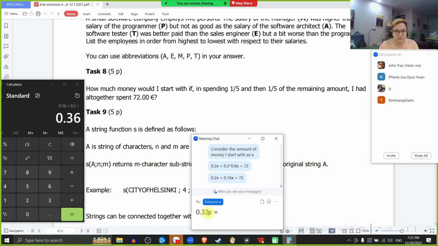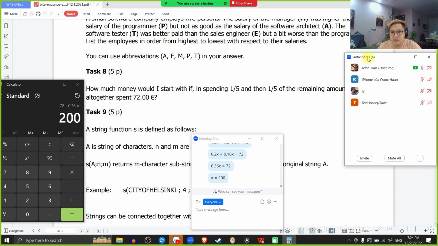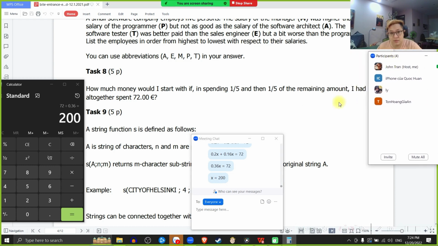No, 0.36, sorry. So x equal to 72 divided by 0.36 should give 200. So you should start with 200 euro. Các bạn ra được đúng 200 euro không? Have you got 200 euro to start with? You should. Nhưng mà các bạn nên bắt đầu với cái con số là 200 euro nha.